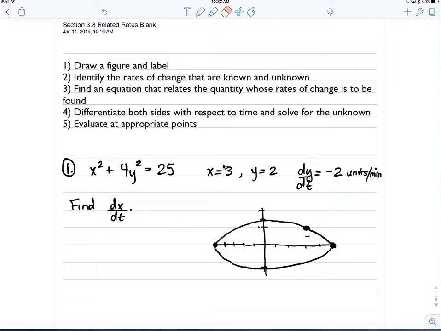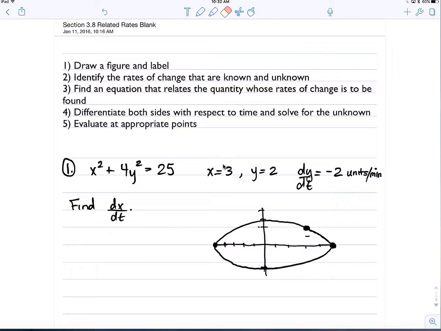The second thing is identify the rates of change that are known and unknown. The third suggestion is to find an equation that relates the quantities, especially keeping in mind the one to be found. Differentiate both sides with respect to time and solve for the unknown value, and then evaluate at appropriate points in given situations. So that's just a blanket step-by-step process for each case. We'll go through these different types of problems and pick and choose the ones that apply.